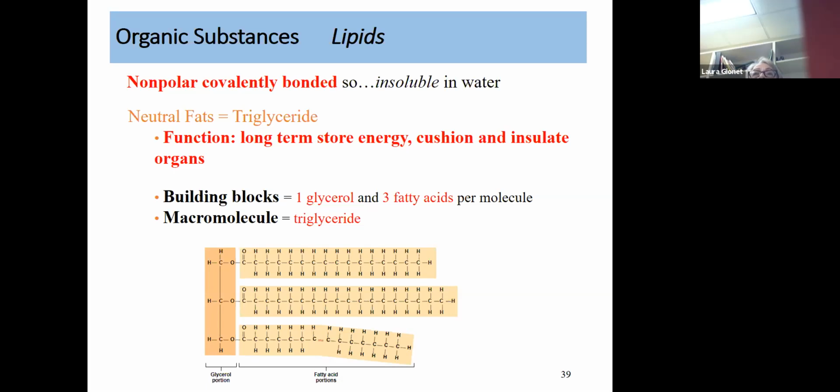The building blocks are 1 glycerol and 3 fatty acids. And thankfully, for the last couple organic families here, we go from a building block right to a macromolecule. So that macromolecule is a triglyceride. The model is on the bottom. So the 3 carbon chain over here, that's vertical in the darker tan color, that is the glycerol portion. It's a 3 carbon chain. And attached to each carbon is this tail, this chain of carbons with hydrogens attached to them. And each one of those is called a fatty acid tail or a fatty acid. So that is our triglyceride. 1 glycerol and 3 fatty acids are the building blocks.